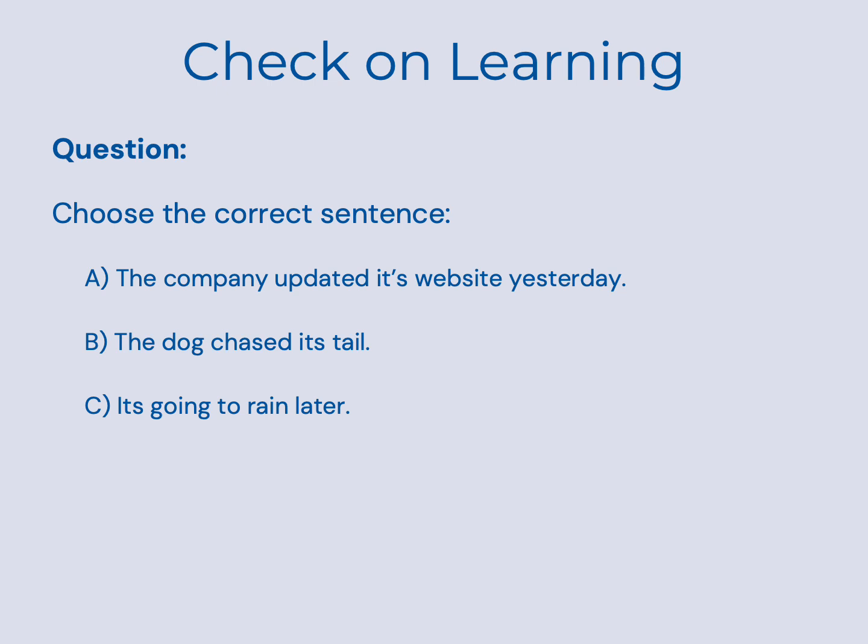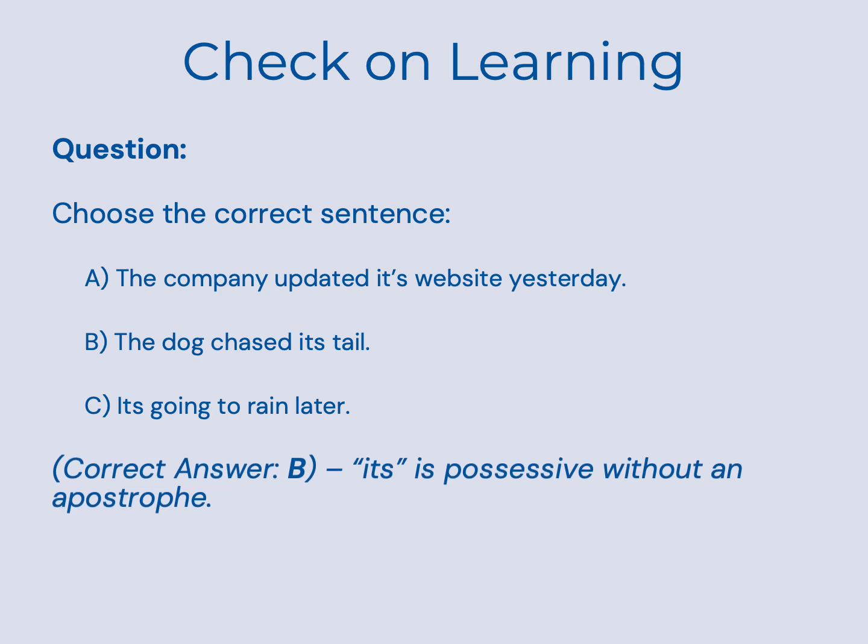Let's move into one of the trickiest common pitfalls: its versus it's. Which sentence correctly shows possession without mistakenly adding an apostrophe? Think about whether the sentence is showing ownership or if it's a contraction like "it is." The correct answer is B. "The dog chased its tail around the yard." Remember, "its" shows possession without an apostrophe, while "it's" with an apostrophe always means "it is" or "it has."